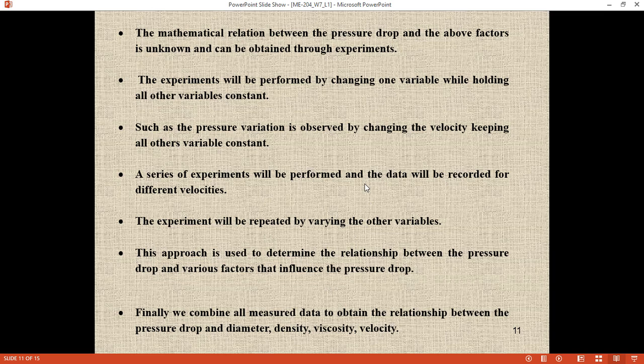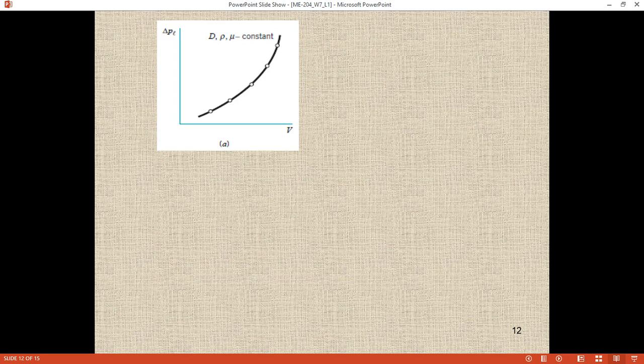This will take a very long time and there is a lot of paperwork. If for one experiment at 1 meter per second you take 10 or 15 measurements for one variable, you can understand how much time you need. This approach is used to determine the relationship between the pressure drop and the various factors that influence it. Finally, we combine all the data to obtain the relationship between the pressure drop and diameter, density, viscosity and velocity.